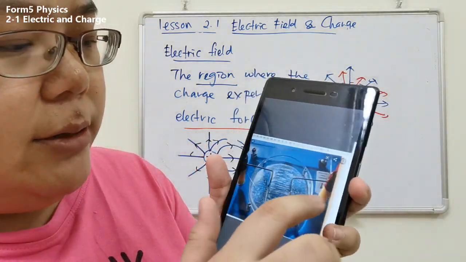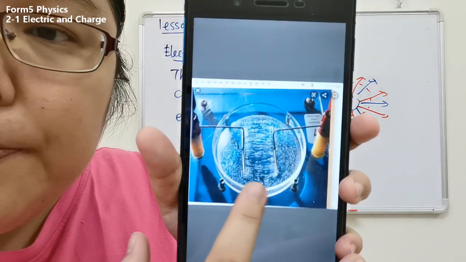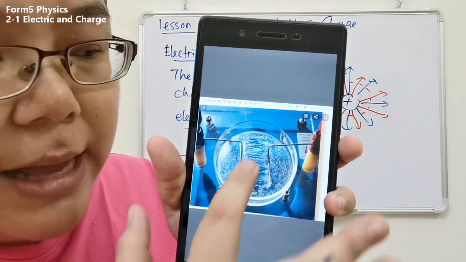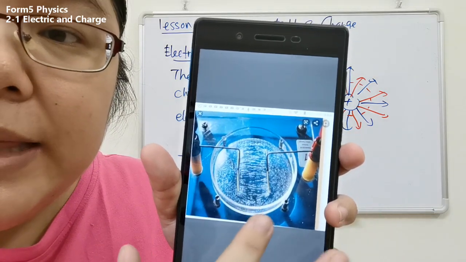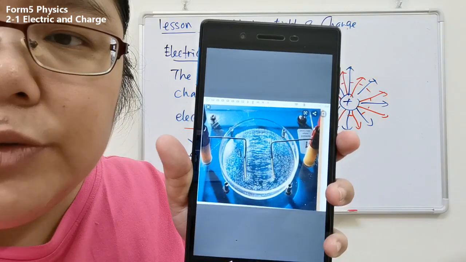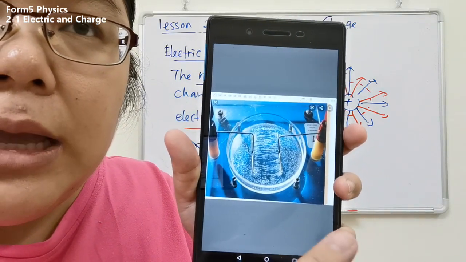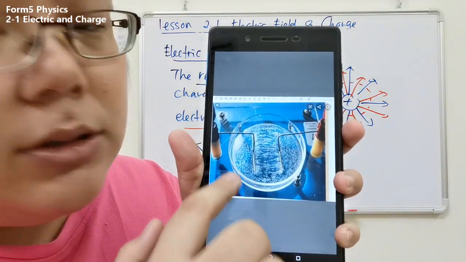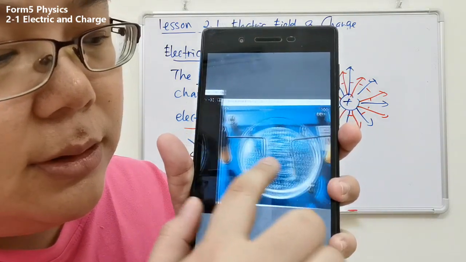Okay, when I just start, this one is the semolina powder. You can see all the powder start to move. Can you see the center? That means they align at the center. Can you see one straight line, one straight line, one straight line? That means they arrange along the line passing through the center. So this one is how they move.